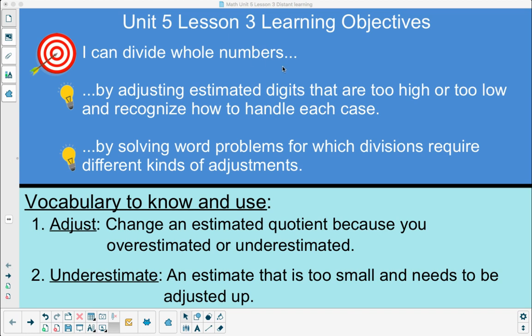Hello, this is Unit 5, Lesson 3. Our learning objective is I can divide whole numbers. We are going to be focused on adjusting estimated digits that are too high or too low and recognizing how to handle each case. We will also be solving some word problems for which division requires different kinds of adjustments.